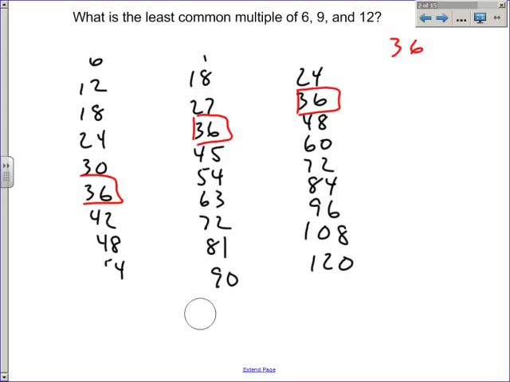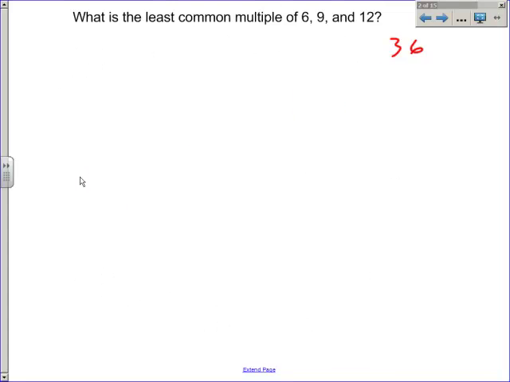There is another way we can come up with the same answer, though, and it's going to be a lot more helpful when I start to work on these rational functions. So let me show you another way to find the least common multiple of these three numbers. I'm going to do it by breaking all three of these numbers into prime factors. 6 I can break into the prime factors of 2 and 3. 9 can be broken into primes 3 and 3. 3 times 3 is 9. And 12 can be broken into primes 2 times 2 times 3.